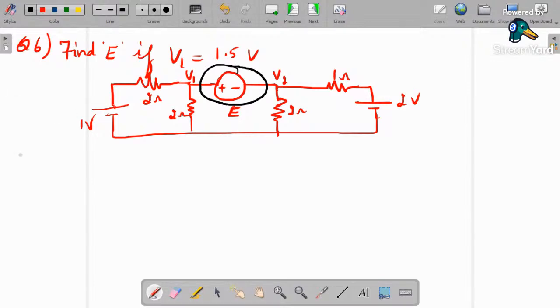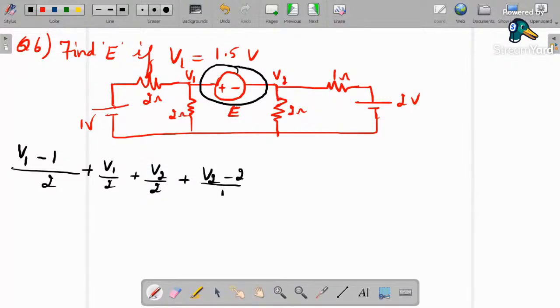So how can we write the first nodal equation? For the outer loop only. So V1 minus 1 volt divided by 2 ohm plus V1 by 2 plus V2 by 2 plus V2 minus 2 by 1 ohm is equal to 0. So solve this and get V2. So LCM is 2. So if you solve for V2, you will get the answer as 2 by 3 volt.